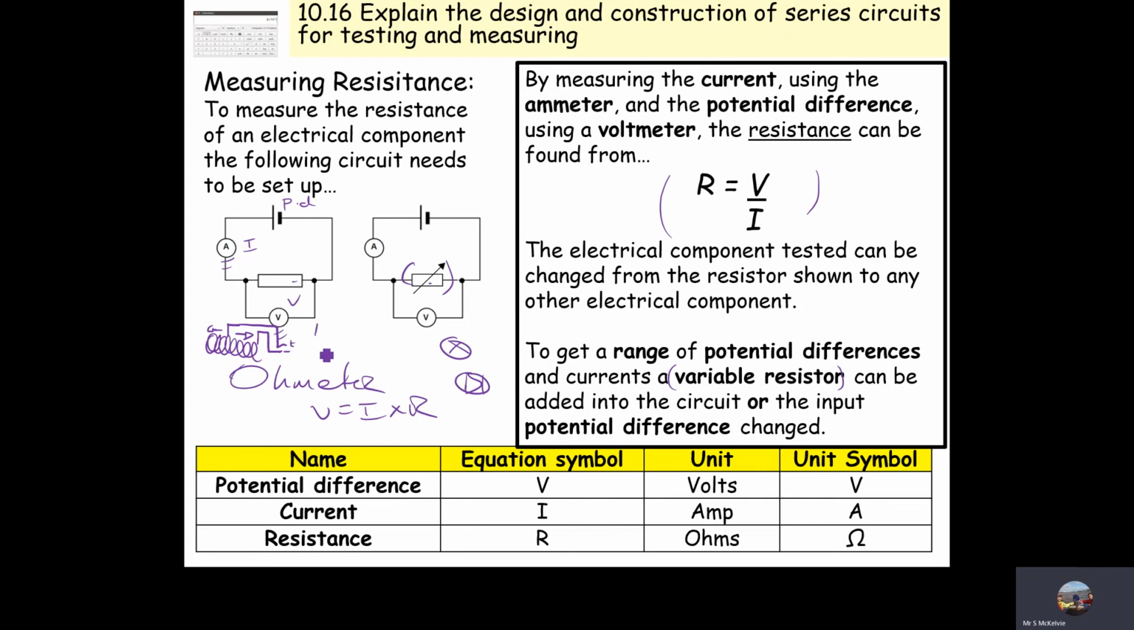Now, this you will do in school, so don't panic. We will show you one of those, but for now, we're just going to have to move on. If you want to get different ranges at school, instead of using a variable resistor, we can also change the PD, so we can alternate the voltage coming out of the battery.